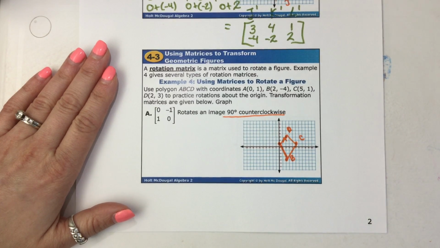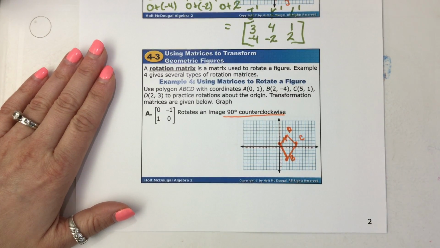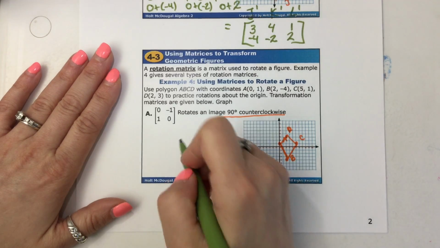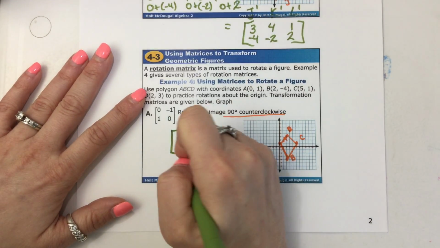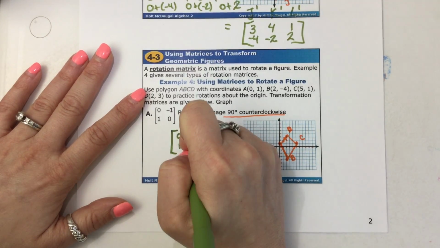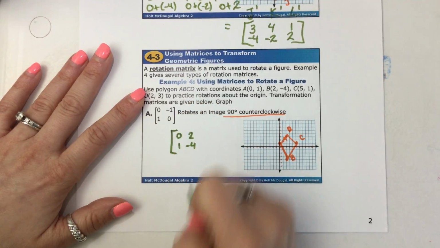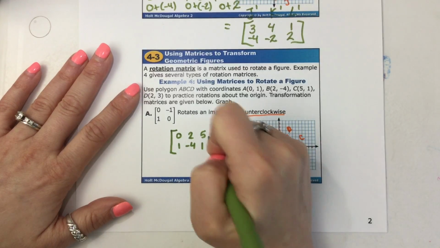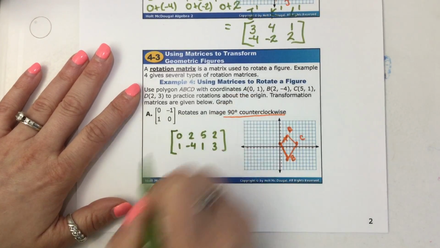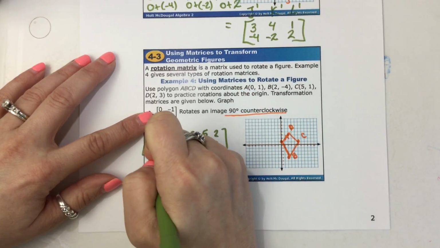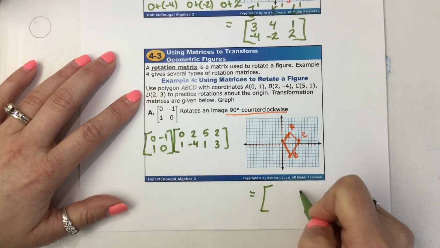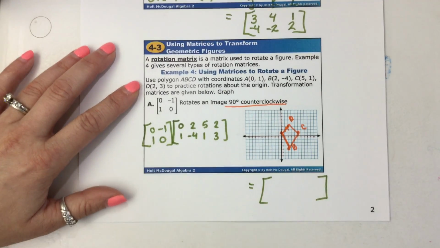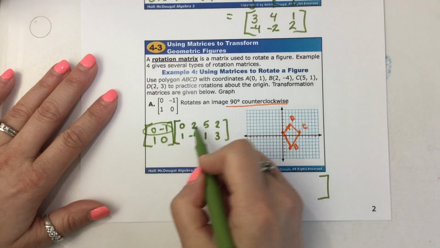Awesome. Now, if we want to rotate that 90 degrees counterclockwise, we first have to take our ordered pairs, turn them into a matrix. 0, 1, 2, negative 4, 5, 1, 2, 3. Multiply it by the transformation matrix. Again, make sure that that comes first. We will get a 2 by 4 because what we'll end up with are new ordered pairs.